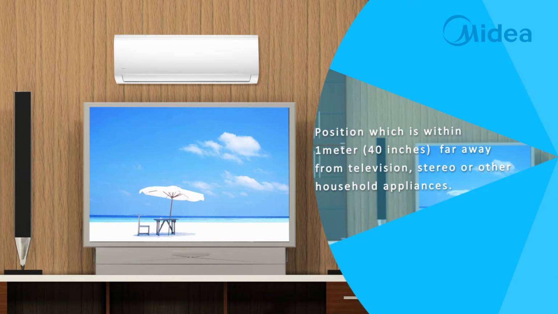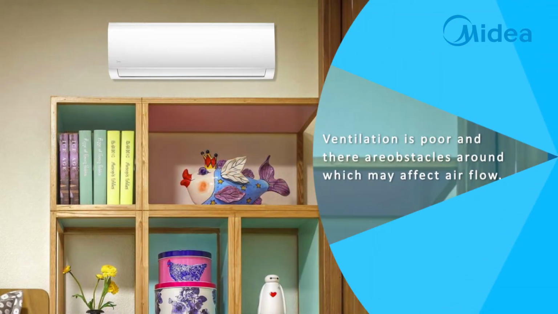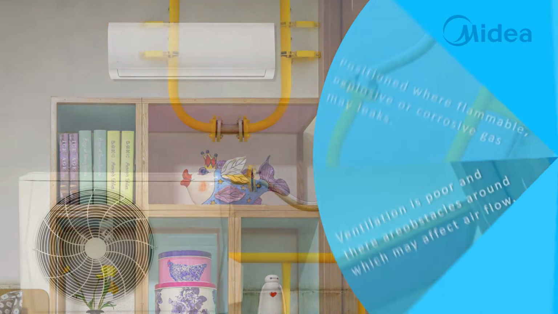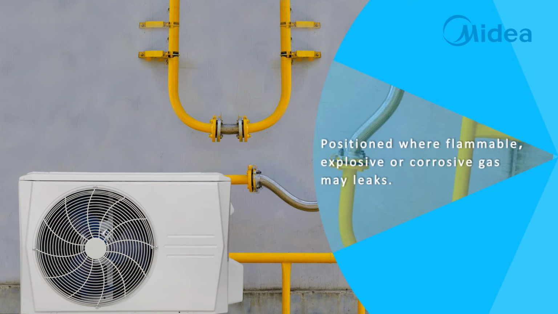Position which is within 1 meter, 40 inches, far away from television, stereo, or other household appliances. Ventilation is poor and there are obstacles around, which may affect airflow. Position where flammable, explosive or corrosive gas may leak.